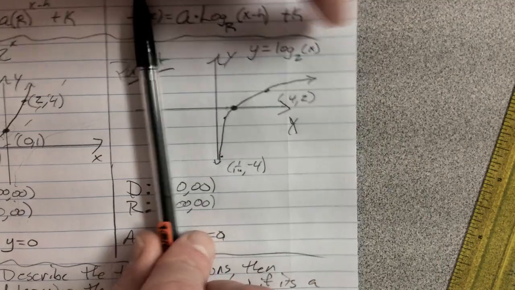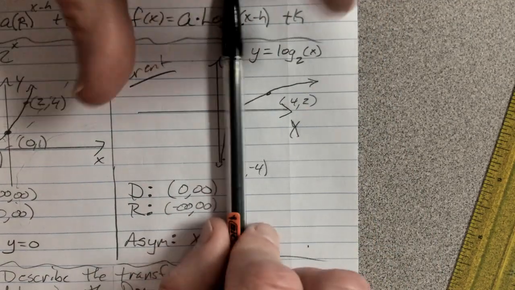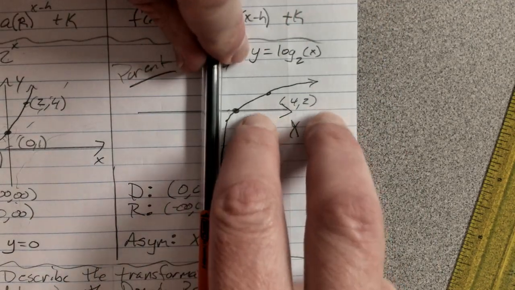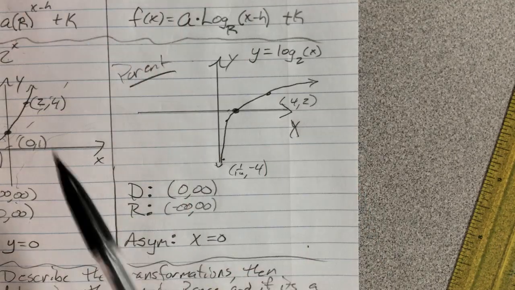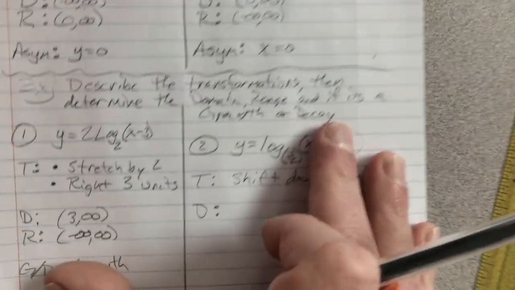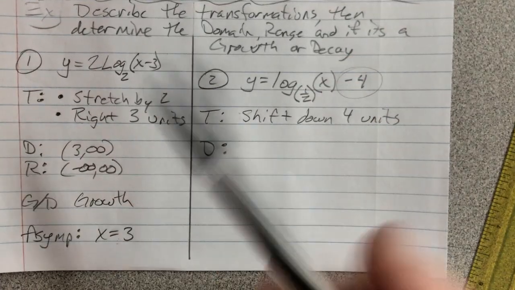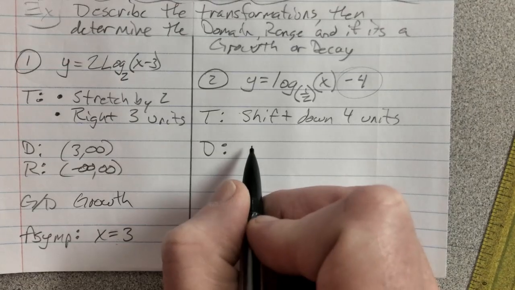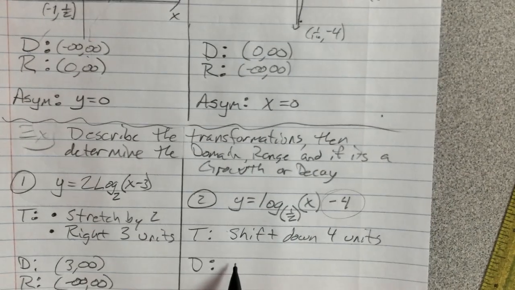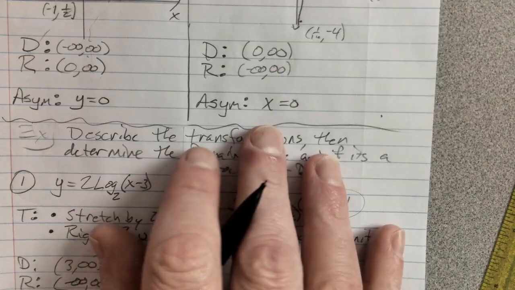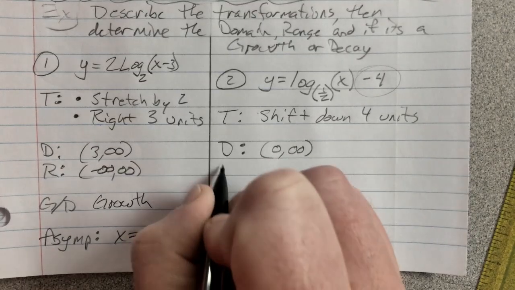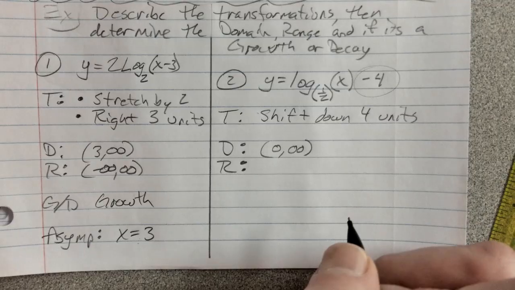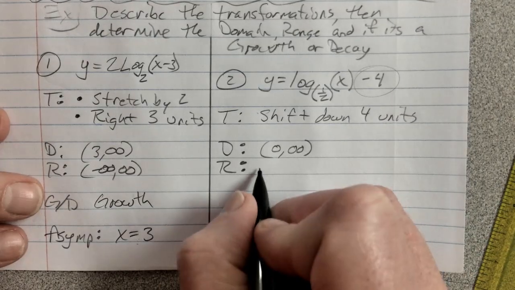Danica, domain, we're reading left to right. So if I shift this down 4 units, does that change my domain? No, not at all. An up and down transformation is not going to change the domain in any way, shape, or form. So what is our domain? Zero to infinity. It starts at 0 and it goes off to the right forever. So 0 to infinity. The range. Emmett, what do you got on that? Negative infinity. Really good.